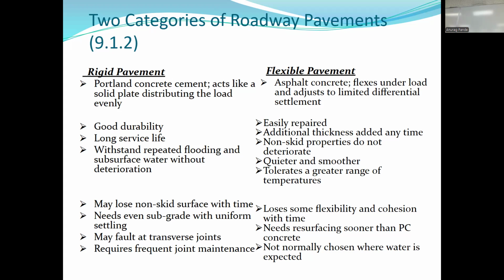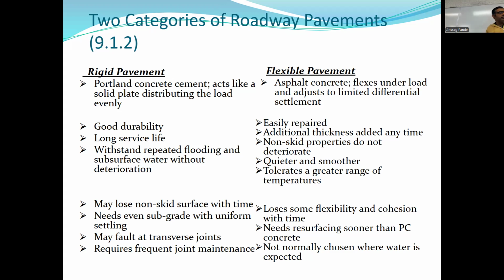Flexible pavements are also quieter and smoother, because on the rigid pavement you're connecting different plates. So as you transition from one plate to the other, there is some noise that comes in. And then asphalt pavements, flexible pavements, can tolerate a greater range of temperature. So if you know that you're going to have a wide variation in temperature, maybe you ought to look at the flexible pavement. What are the downsides of each?